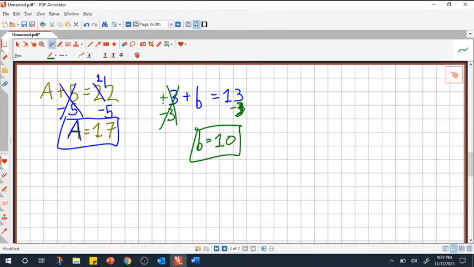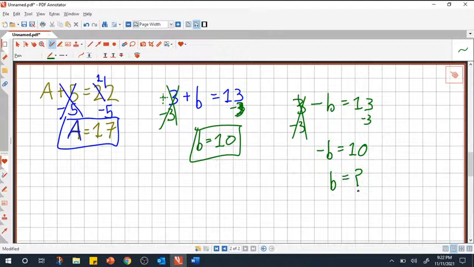Now, there's something I want you to think about over the weekend, okay? What if it was 3 minus b equals 13? If I subtract that 3 from both sides, I don't get b equals 10 anymore. I get the opposite of b equals 10. What does that mean b is? But we'll leave that for another day.